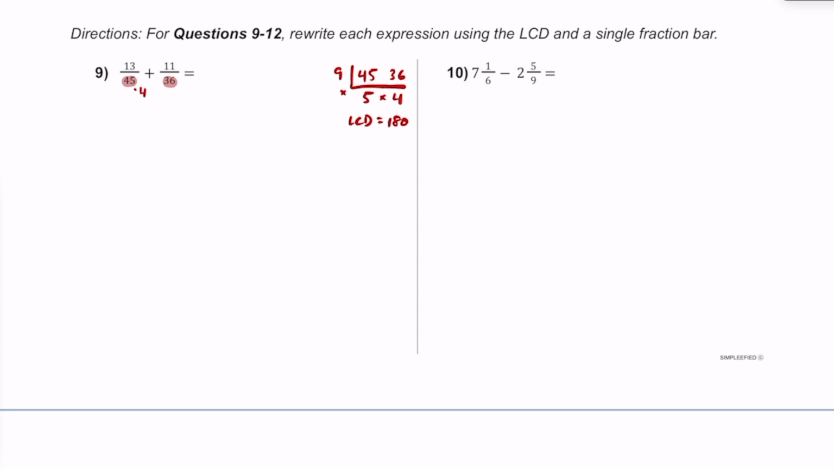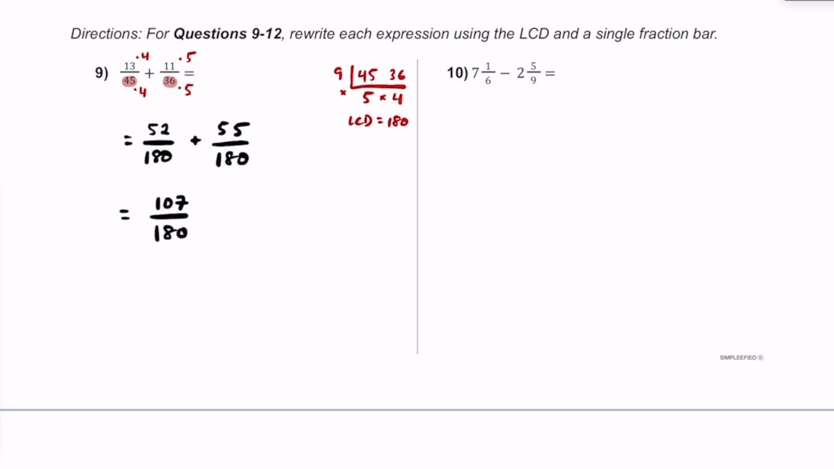So I'm going to write times 4 on top and bottom. And then over here, let's see, it's going to be 36 times 5. That's also 180. So if you rewrite these two fractions, 13 times 4 on top is going to be 52. So it's going to be 52 over this 180 plus, and then 11 times 5 is going to be 55. So we're looking at 55 over 180. So if you go ahead and add 52 and 55, since we have common denominators now, that's going to be 107. So we're looking at a final expression using a single fraction bar of 107 over 180.